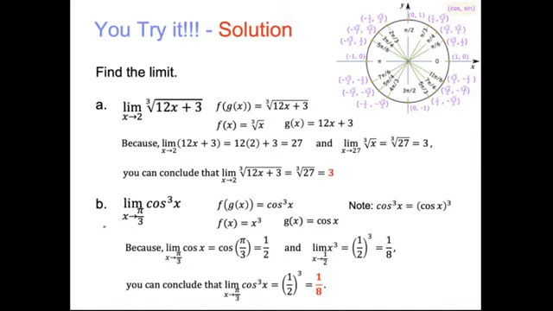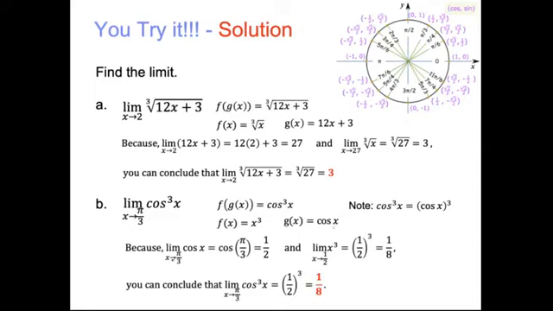For part B, we're asked to find the limit as x approaches pi over 3 of cosine cubed x. The composite function f of g of x equals cosine cubed x. We need to note that cosine cubed x can be written as cosine x cubed. And it's easier to see when it's written that way that the outer function f of x is x cubed, and the inner function g of x is cosine x.